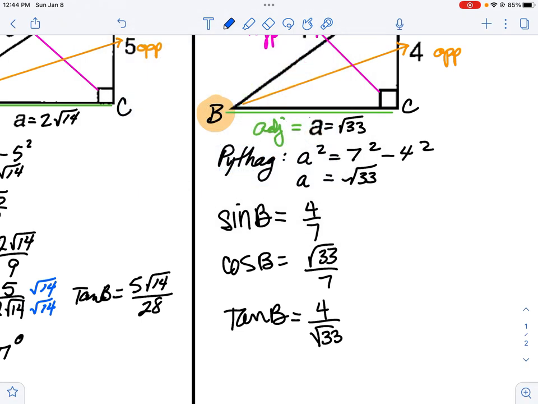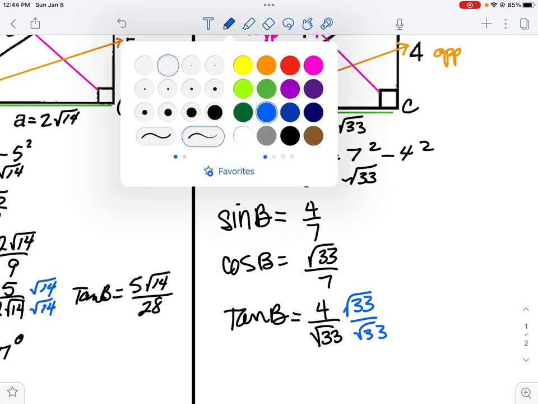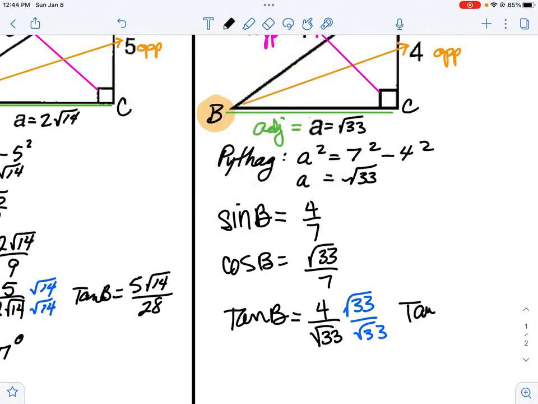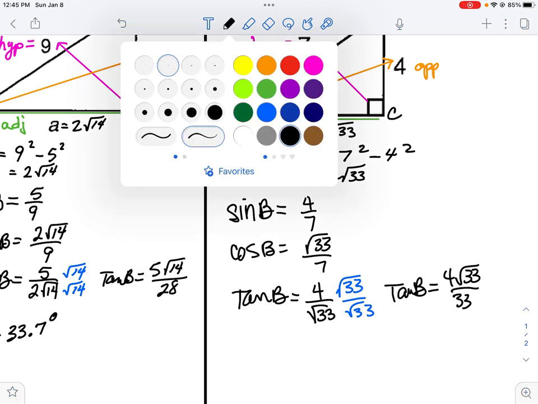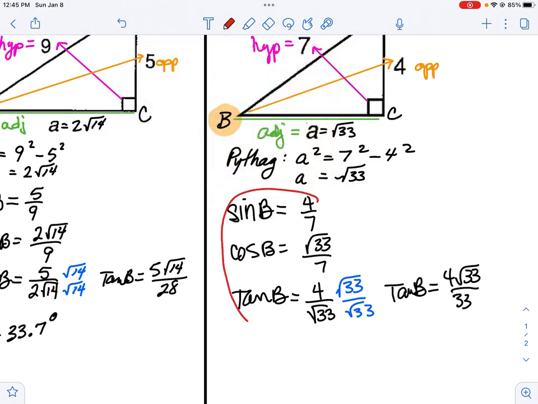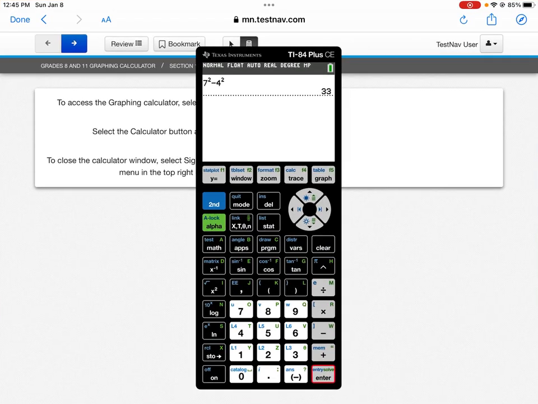But we're not allowed roots in the denominator of fractions. So tangent of B is written as 4 root 33 over 33. And I can type any of these in the calculator to find the value of B, but one of them is easier than the other. This happens to be sine in this case, so sine of 4/7. Second sine of 4 divided by 7 is 34.8.